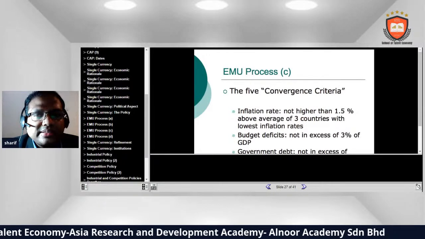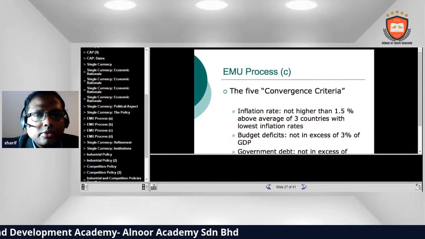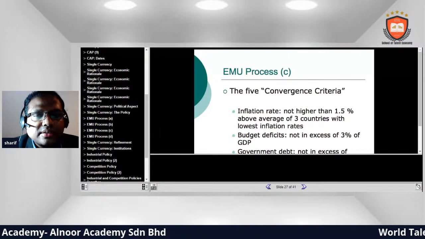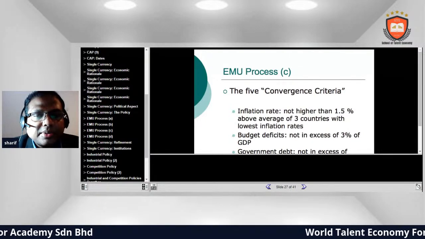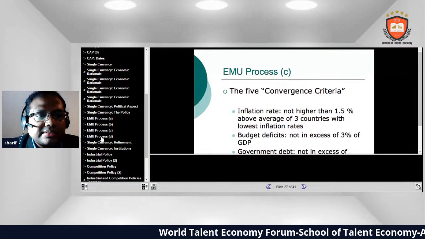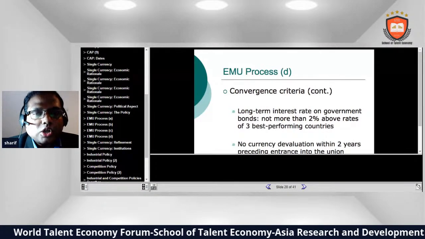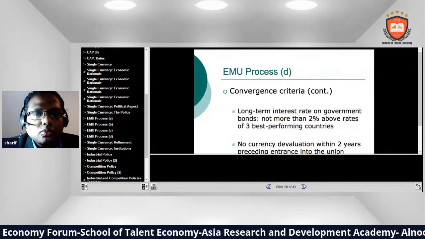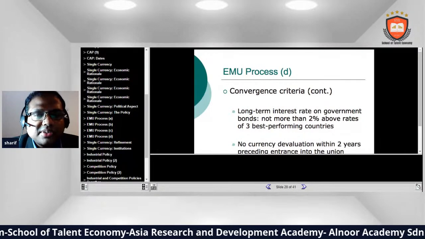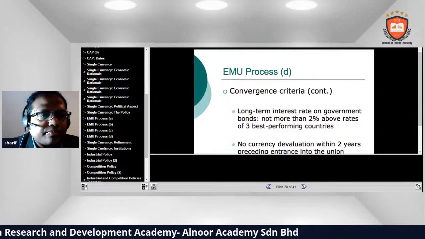The five comprehensive criteria: inflation rate not higher than 1.5% above the average of the three countries with the lowest inflation rate. Budget deficit not to exceed 3% of the GDP. Growth rate not in excess of others, and other necessary things. Convergence criteria: long-term interest rate on government bonds not more than 2% above the rates of the three best countries. No currency devaluations within the union.